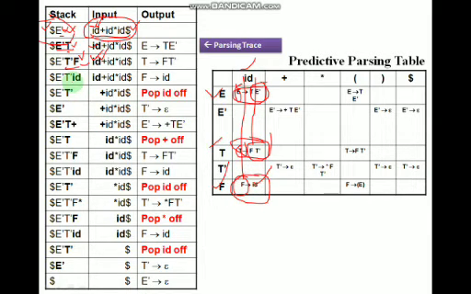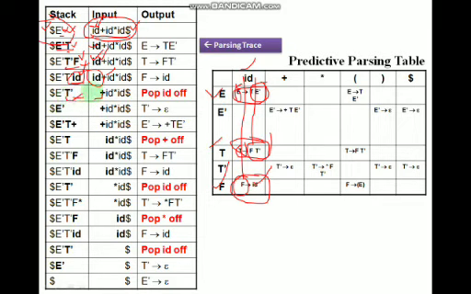So look at here, this is id in place of F. Now this is id and this is id. In this case the parser will pop off id and the input pointer will point to the next symbol, that is plus. So look at here, id has been popped off, and the input pointer will point to plus.